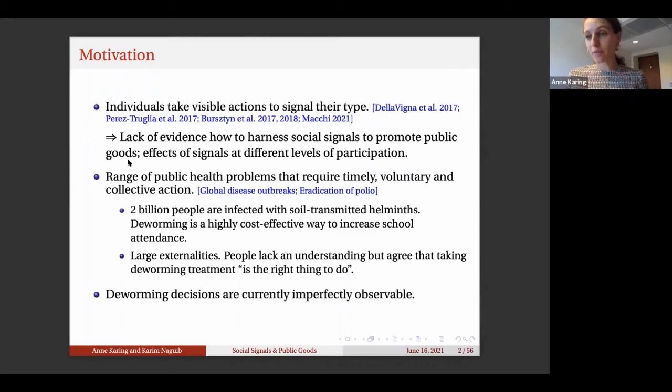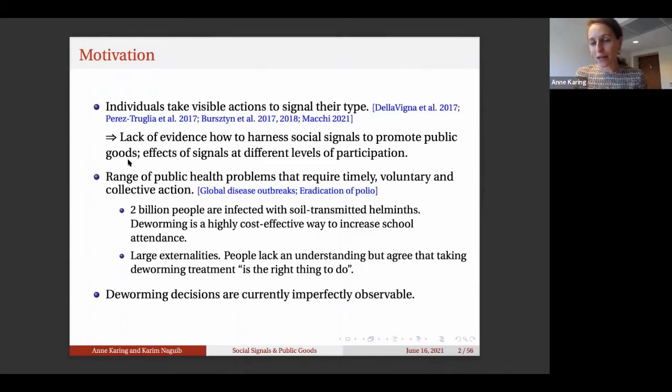According to the WHO, there are globally 2 billion people that are infected with soil-transmitted helminths. We do have a medical solution that's readily available at a low cost, which is deworming treatment. And deworming treatment not only has health benefits, but it's proven to be a highly cost-effective way to also increase other outcomes we care about when thinking about development, such as school attendance, as shown by Michael Kremer and co-authors. So why should we care about this as economists?